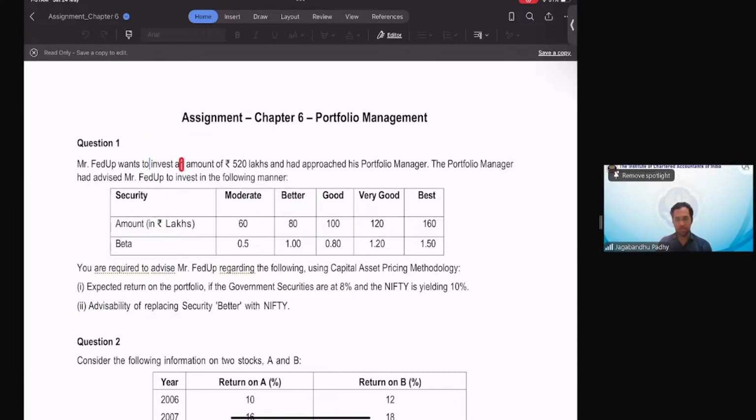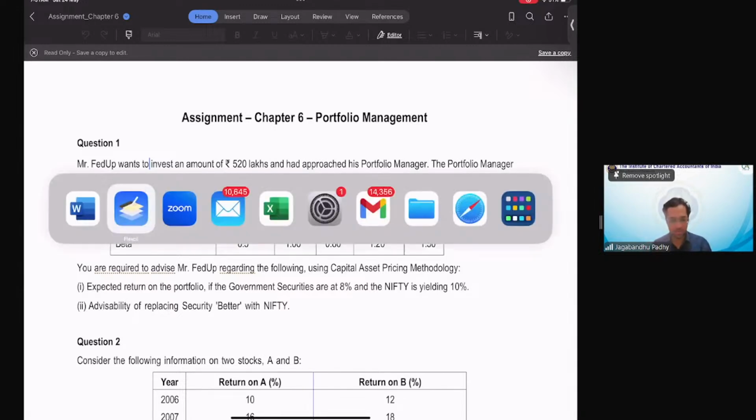Mr. Fedab wants to invest an amount of 520 lakhs and this is the amount distribution given to us. You have to advise Mr. Fedab regarding the following using CAPM. Expected return on portfolio if government securities are at 8%, Nifty is yielding 10%. Advisability of replacing better with Nifty. So first we need to have the expected return on portfolio. Now to calculate the expected return on portfolio, I need to get the portfolio beta. So let's try to calculate the portfolio beta.